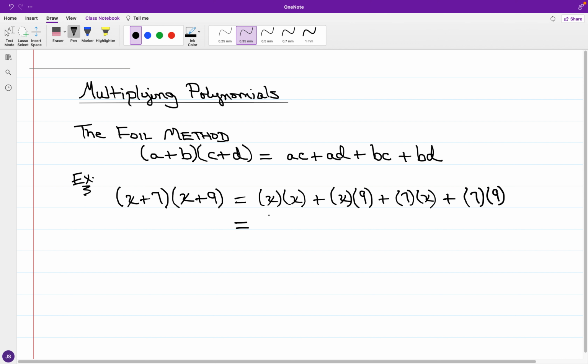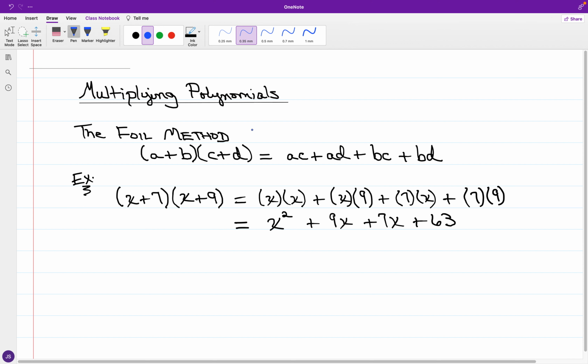So looking at what we have upon multiplying: x times x will be x squared. We have x times 9, so this will be 9x. And we have 7 times x, so this will be 7x. And 7 times 9 is going to be 63.